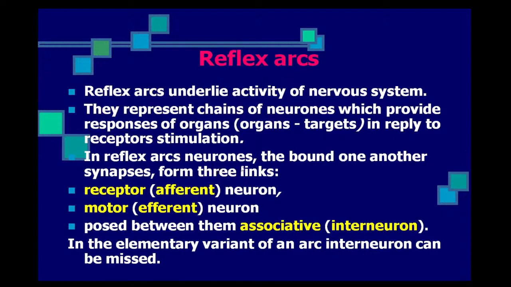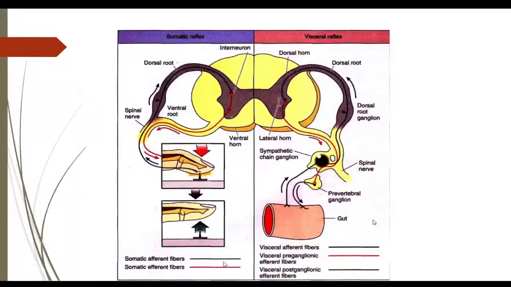In the reflex arc, neurons bound by synapses form three links. First, this is the central portion of the reflex arc. Second, this is receptors, afferent neurons, motor efferent neurons, and between them an associative interneuron, in the elementary variant of the arc. Interneurons can be mixed. Example of a reflex arc we will discuss very fast. So first of all, this is the central portion of the reflex arc.